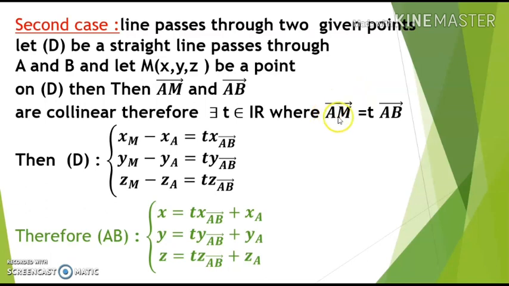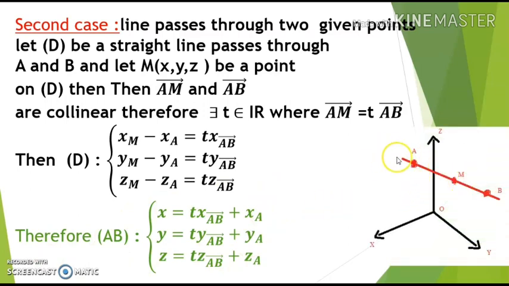Go to the coordinates of AM and AB. We get xM minus xA equals t·xAB, yM minus yA equals t·yAB, zM minus zA equals t·zAB. Therefore, the parametric equation of AB is x equals t·xAB plus xA, y equals t·yAB plus yA, z equals t·zAB plus zA. The conclusion is, to find the parametric equation of a line AB, we need to find one director vector of this line AB. It's the vector AB.